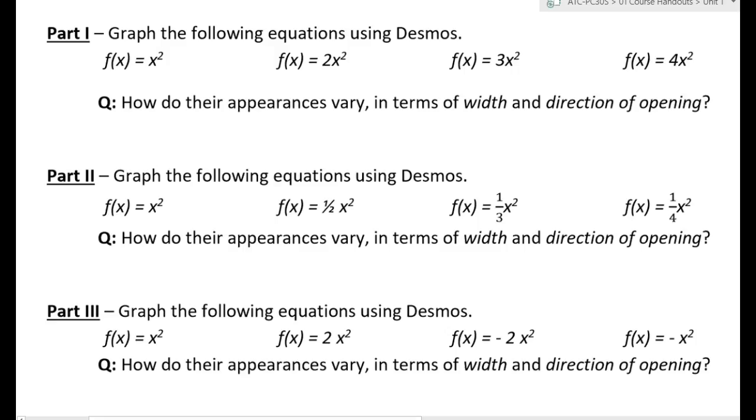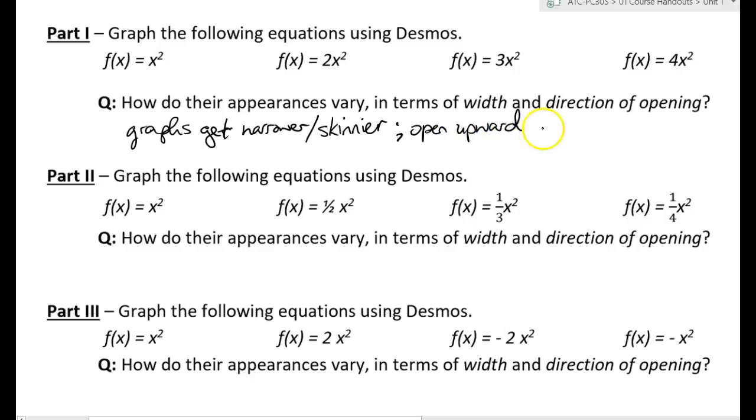So when I go back to my sheet and the question, how do their appearances vary in terms of width and direction? So graphs get narrower, skinnier, and they're all still opening upward. Okay, but their vertex is always in the same place.